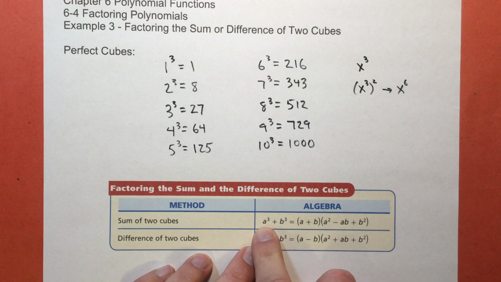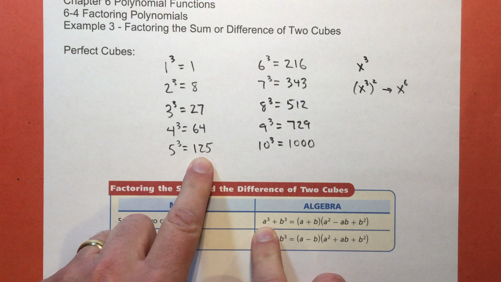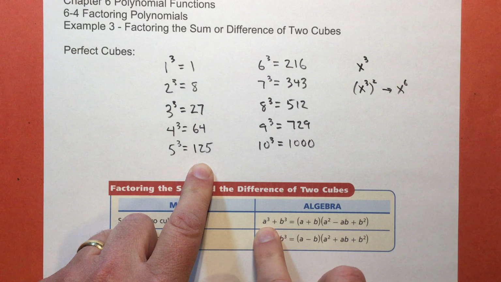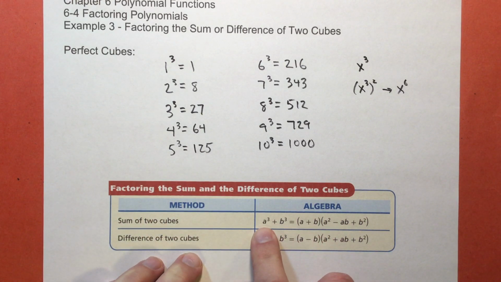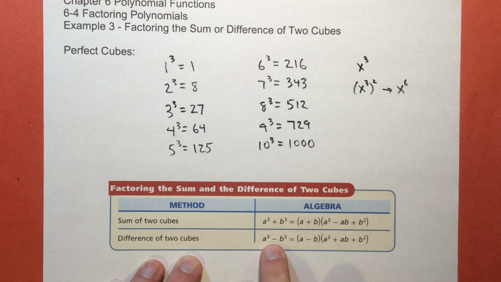You have to find out what the cube root of that is, okay? So if you see 125, then the a is going to be the 5. If you see x to the third power, then I'm going to use x. It'll be whatever that a is plus b, and then a to the second power subtract a times b plus b squared. Okay? If I see a difference here, then instead of a plus b, I get a minus b, and instead of a to the second minus ab, I get a to the second plus ab. Plus b squared happens either way. All right.